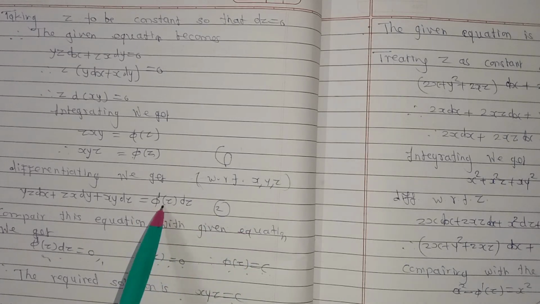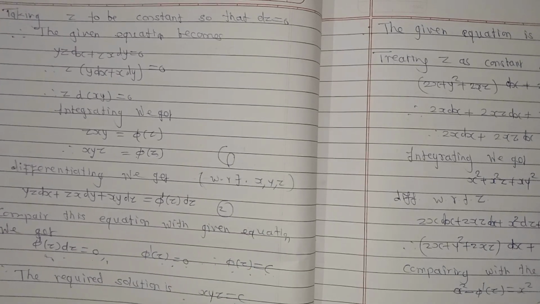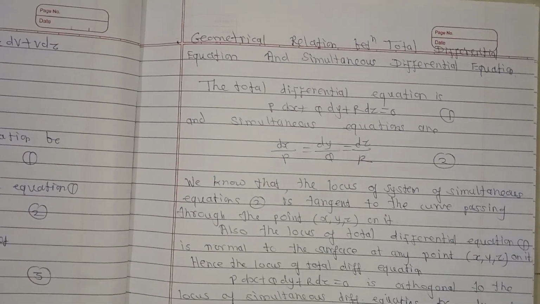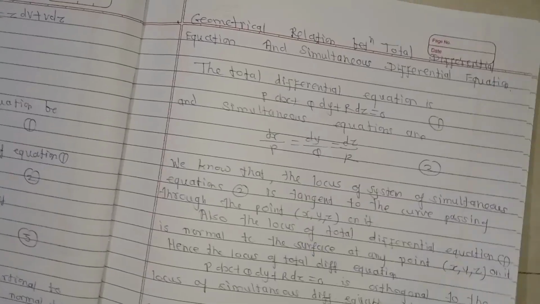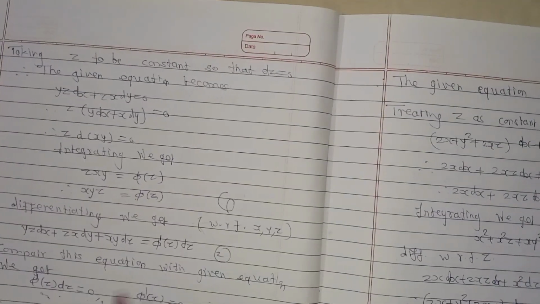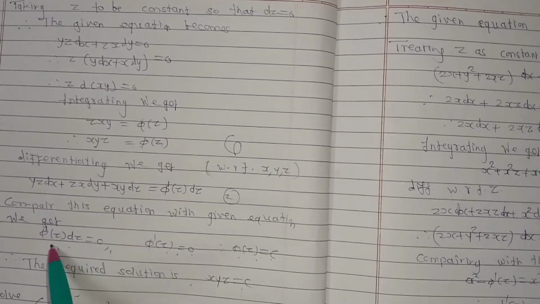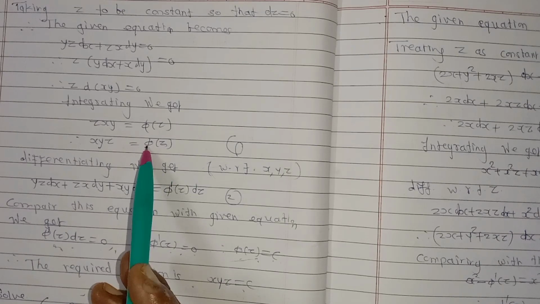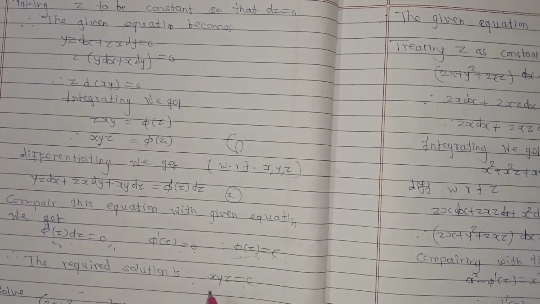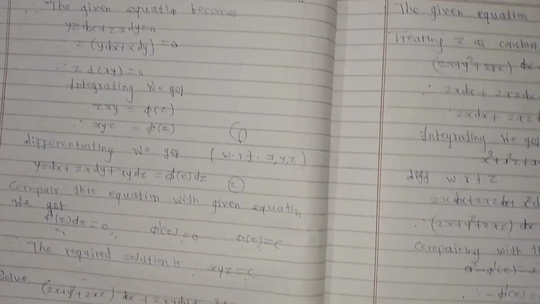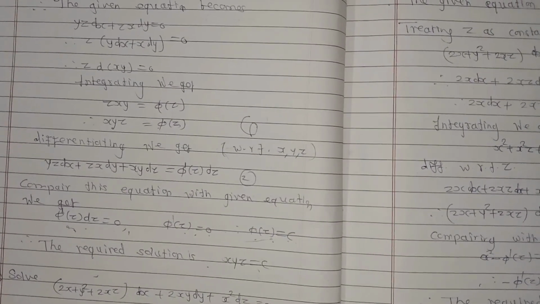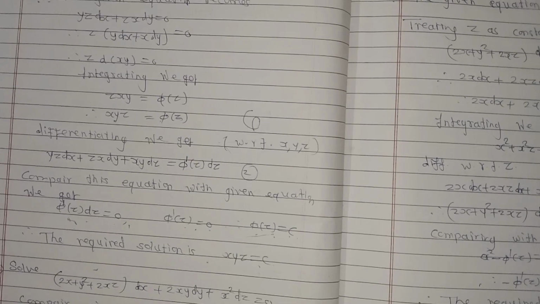But in the given equation the RHS is 0, that is, the given equation is yz dx plus zx dy plus xy dz equals 0. So we get phi dash z dz equals 0. That is phi dash z equals 0. So phi of z must be equal to a constant. So in solution 1, we get xyz equals c. This is the solution of the given equation. Now we consider another example.